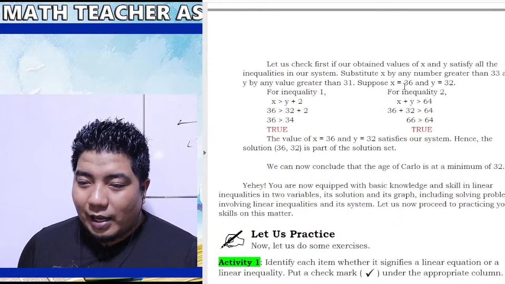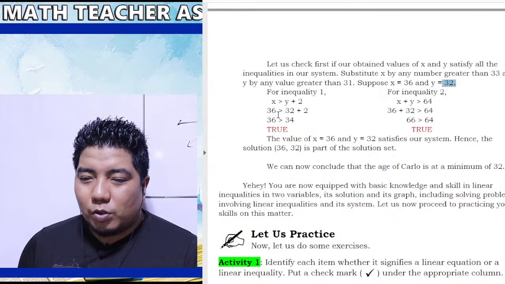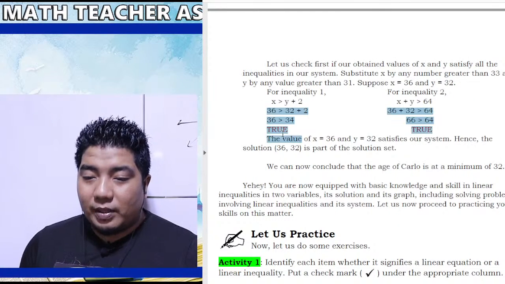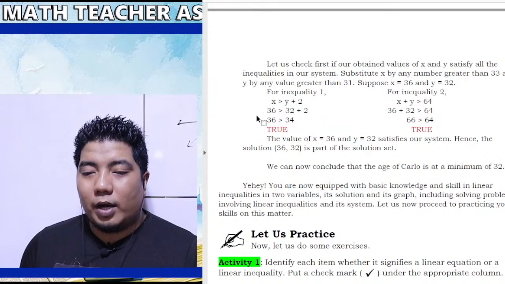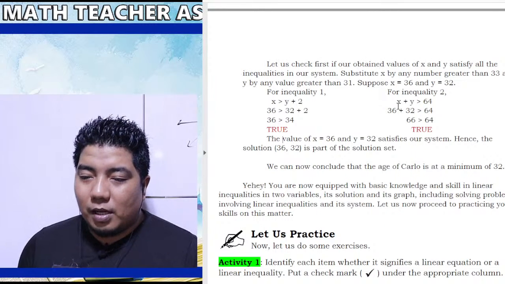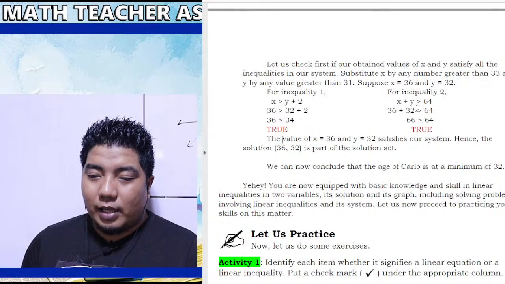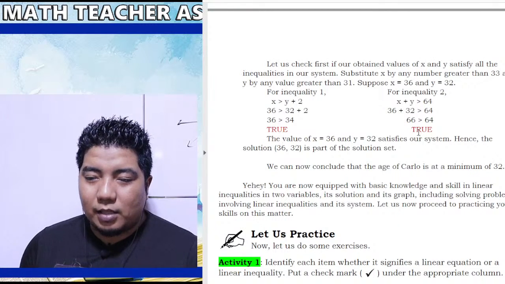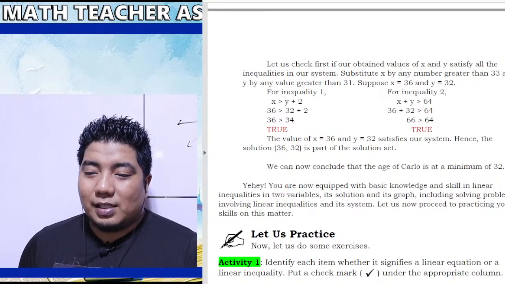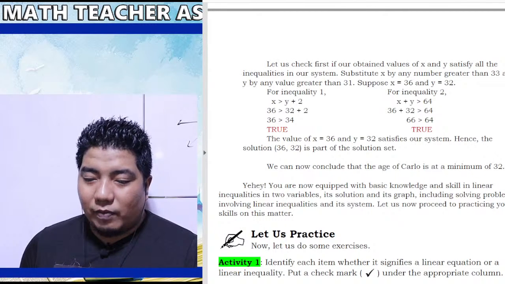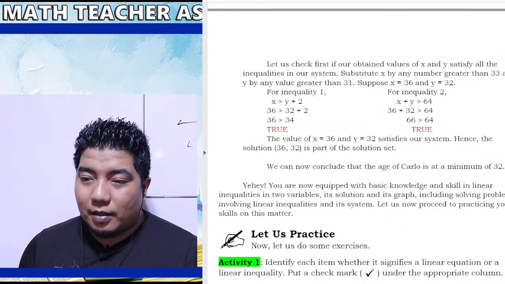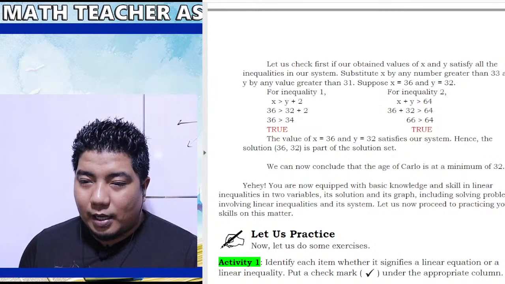So, nang tinry ang 36 and 32, so 36 is greater than 32 plus 2. So, ang lumabas, 36 is greater than 34. This is a correct statement for inequality 1. Okay? And ito naman, kung itry natin sa inequality 2, x plus y is greater than 64. So, pag i-add mo silang dalawa, 68 is greater than 64. So, therefore, thus we can say na mas malaki pa rin talaga.